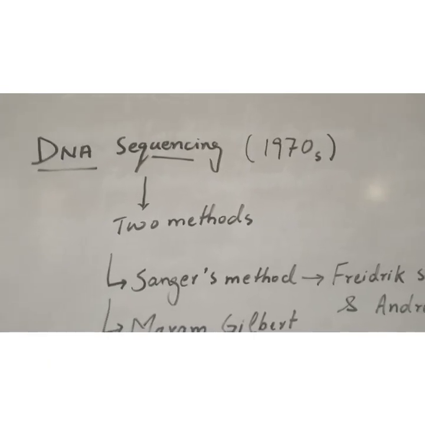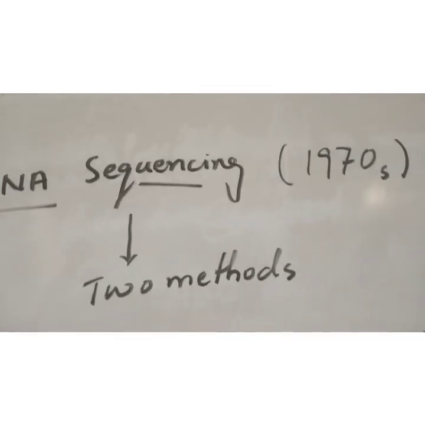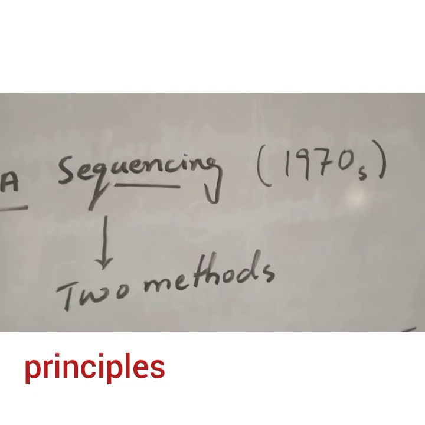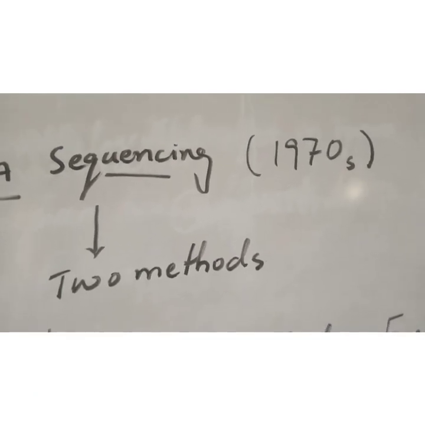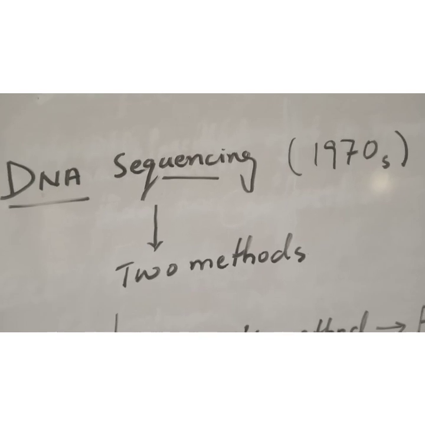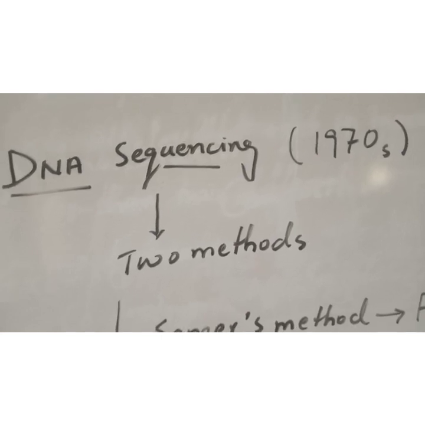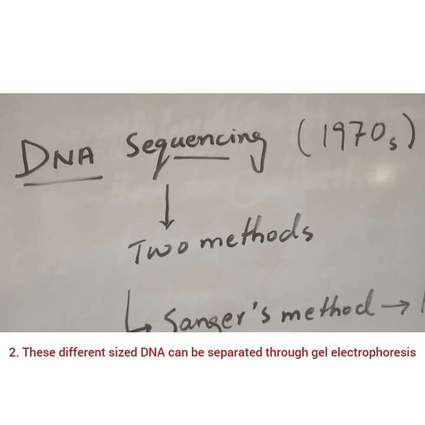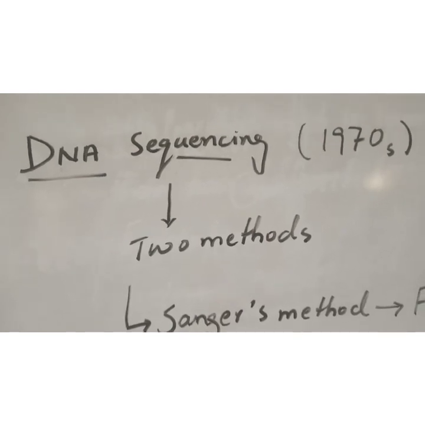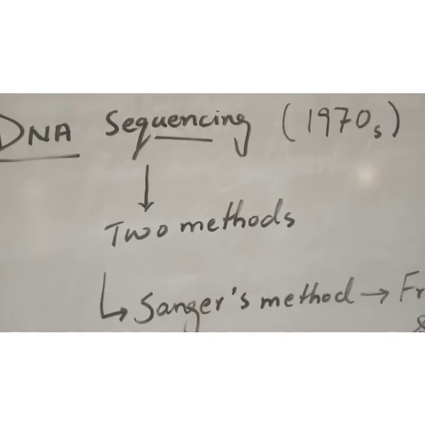DNA sequencing was developed in the late 1970s. The principles of DNA sequencing methods are, first, to separate pieces of DNA of different sizes, all starting from the same point and ending at different points. The second principle is the separation of these different sized pieces of DNA by gel electrophoresis. The third is reading the sequence from the gel.